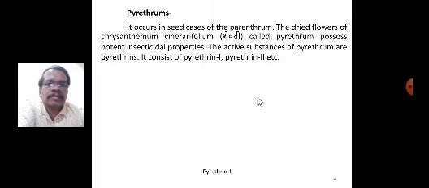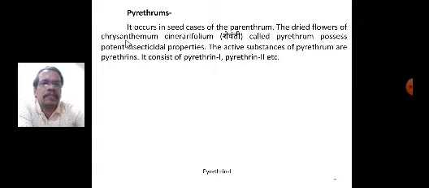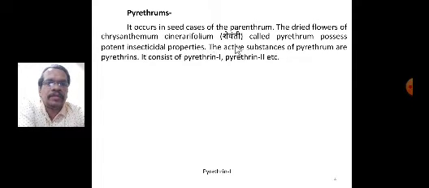Regarding second compound which is mentioned in syllabus is known as pyrethrum. So pyrethrum type of compounds occurs in seeds and seed cases of pyrethrum plants. So one of the example is a chrysanthemum species, which we call as a shevanti. Okay, so in this particular species, the compound which is pyrethrum is present. The active substance in this pyrethrum family is a pyrethrin. Okay, it consists of pyrethrin 1, pyrethrin 2, etc. So there are different pyrethrins present in this particular species.